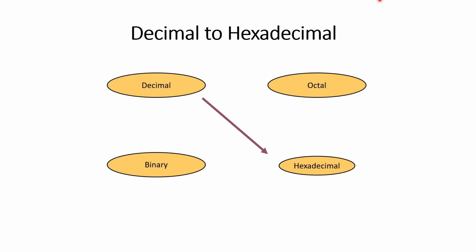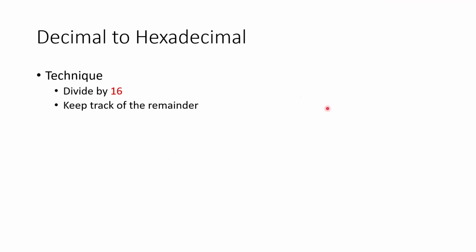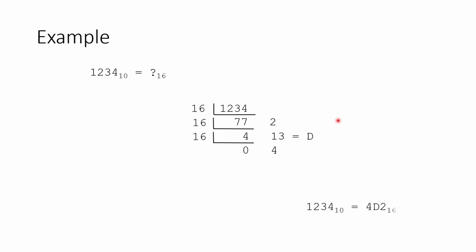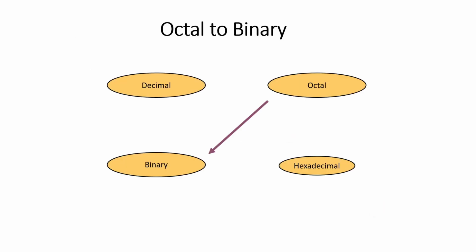And now we are converting decimal to hexadecimal. So the technique is also the same. We have to divide by 16, and here the result is 4D2. Why are we writing D? Because in hexadecimal we know that D means 13. That's why we are writing 4D2.